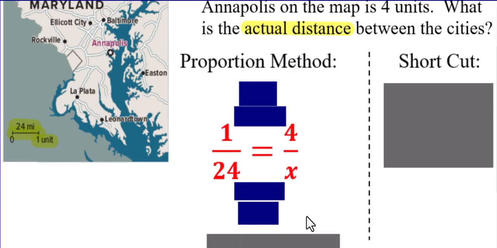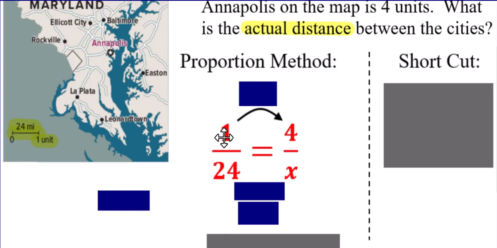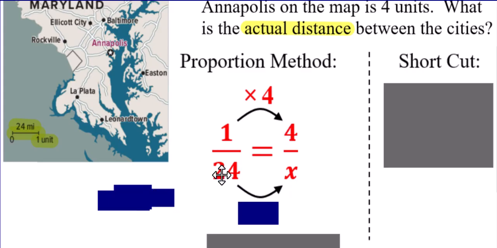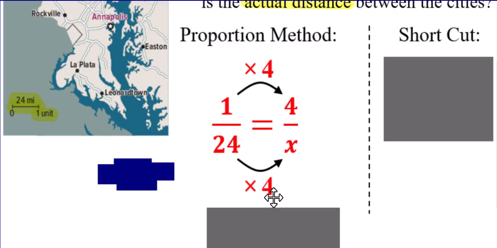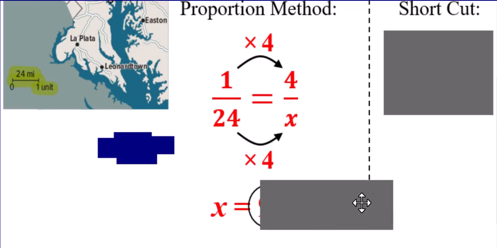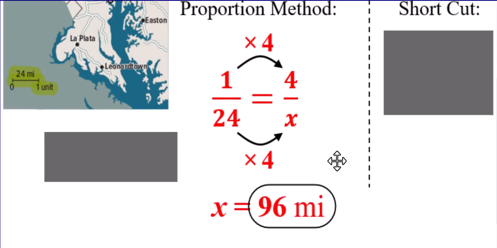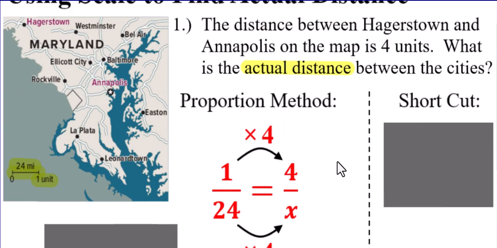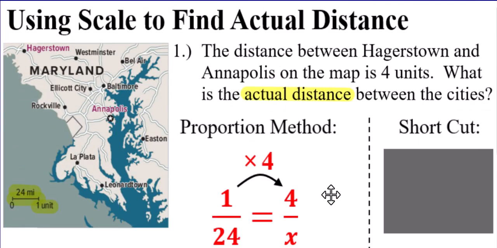Now, you could solve this proportion by cross multiplying, but sometimes there's a shortcut. How do I get from 1 to 4? I would multiply by 4. Go ahead and write this down with me. Likewise, if I do that in the numerator, then I can do that in the denominator as well. Then the only thing you really have to do in your calculator is 24 times 4. Go ahead and do that right now. 24 times 4, and the answer for x is 96 miles. So that is the actual distance between Hagerstown and Annapolis, according to this map.